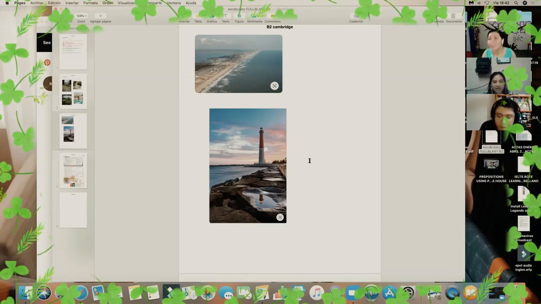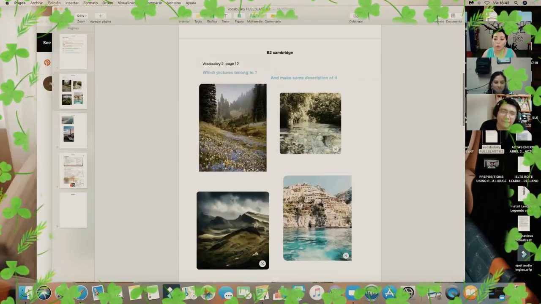East shore? It's the shore, yes. Shore. So, big difference. Tú lo dijiste, Amber, otra vez. No, pero dije otra. So, why is it the shore? Why is this one the shore and why is this one the coast?